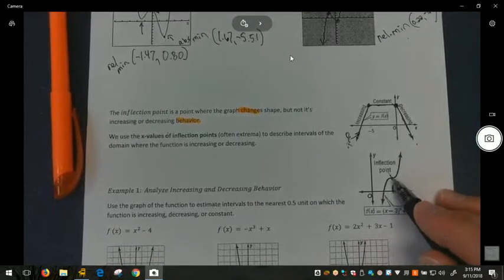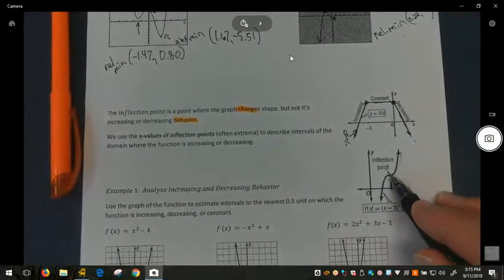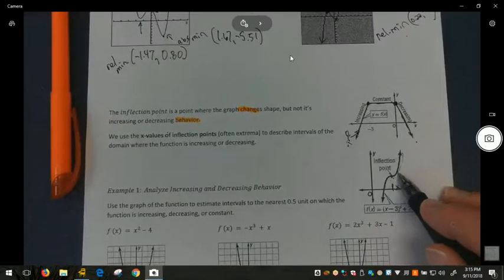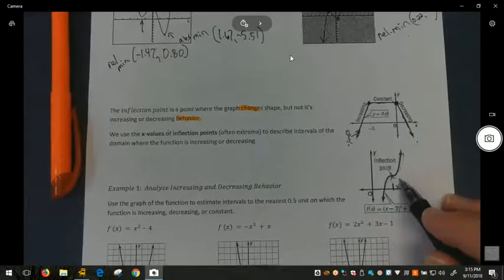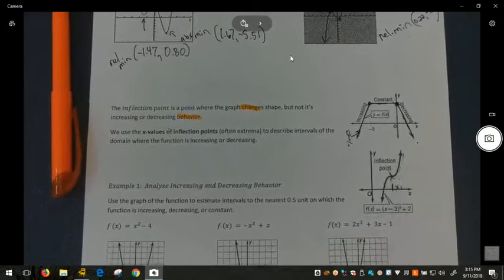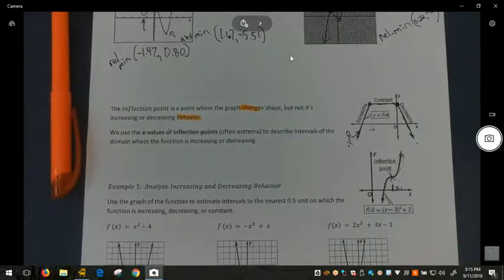Even at this inflection point, it's increasing again. It did a brief turnabout here. That's still an inflection point. The behavior changed slightly, but it didn't change from increasing to decreasing, and it didn't even change to constant. Still considered an inflection point.